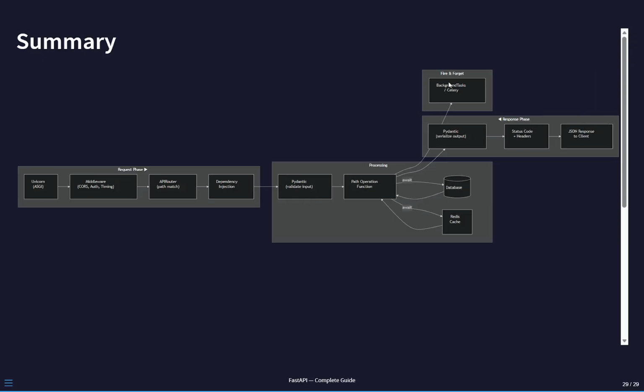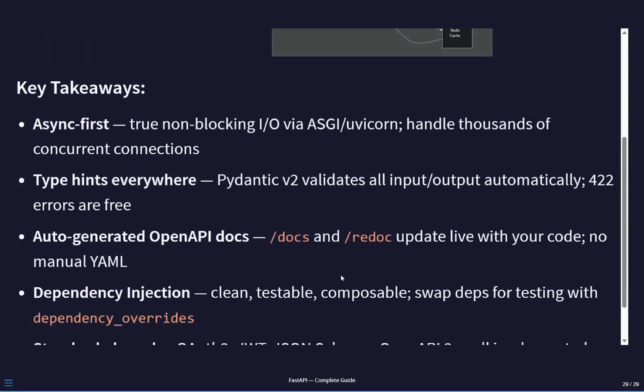At the bottom, the fire-and-forget lane. The path operation can schedule background tasks or enqueue Celery jobs. Work that happens after the response is sent, without the client waiting.